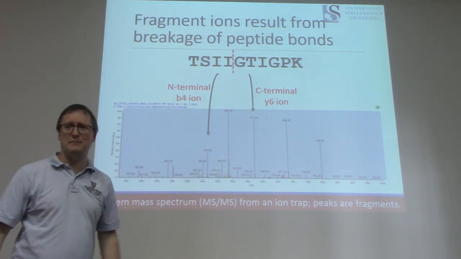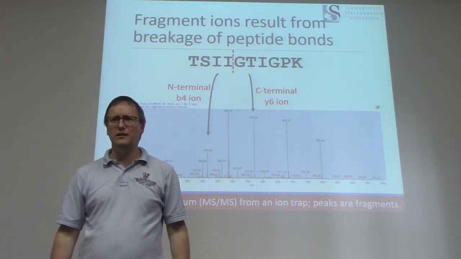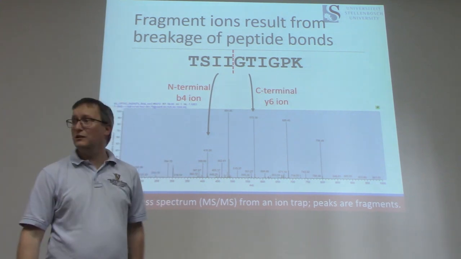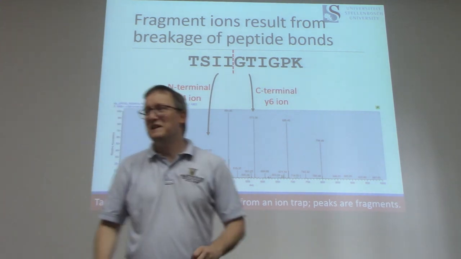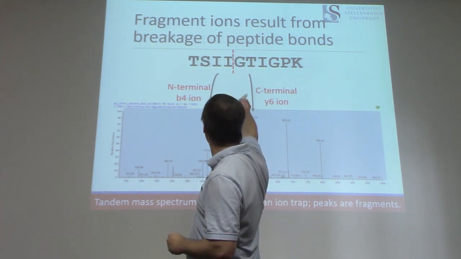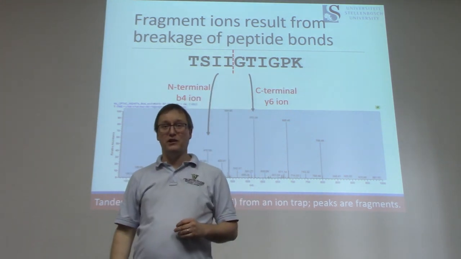Imagine that you have this peptide. How many amino acids in the peptide? Anyone counting? 10, very nice. We have 10 amino acids. T-S-I-I-G is the first five. T-I-G-P-K. Everyone remember their amino acid codes?